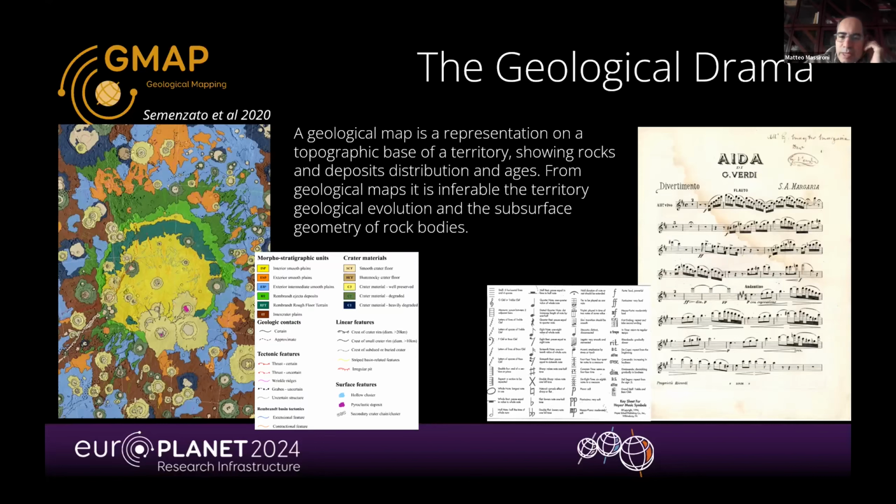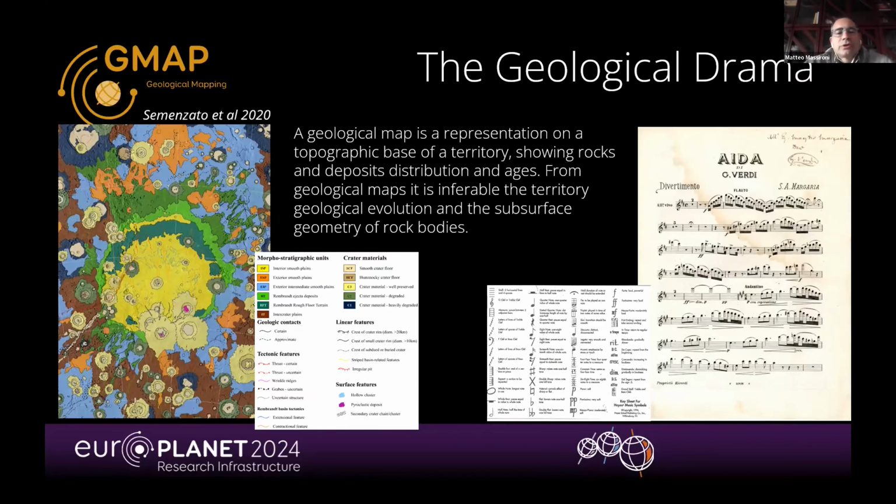As you see, the geological maps are colorful maps. They are nice to see, and like a musical score, they can be appreciated, but no one, or I would say not everyone, is able to really read them or really produce them. So our aim is to prepare you to be able to produce a geological map.